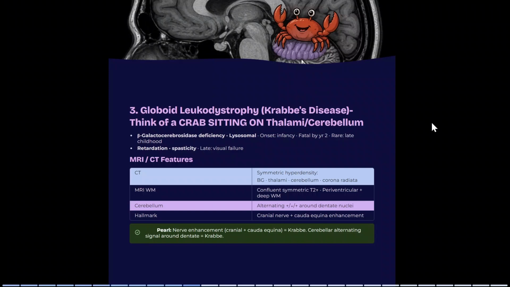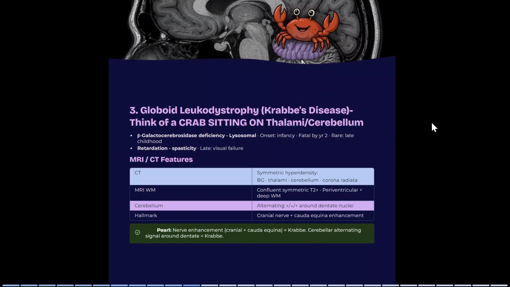So think of it like a crab, which is sitting on thalami and cerebellum. Its onset is basically in infancy, and it can be fatal by 2 years. And there is spasticity, mental retardation, and visual failure. It is the disease that is seen on CT as well. Most of the leukodystrophies are diagnosed on MRI, but this can be diagnosed on CT.